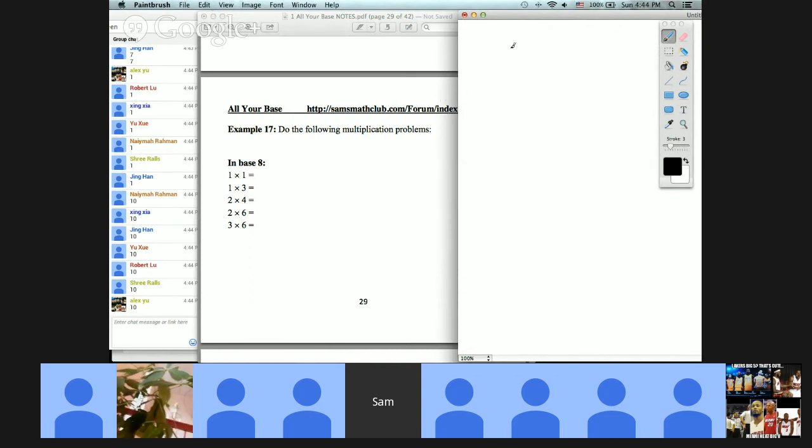Okay, nice guys. 2 times 4 is equal to 8. So in multiplication, first you just multiply it out and then you convert it. 2 times 4 is 8. 8 can't be done in base 8, so this turns into a 10, because there's no 8 in base 8. There's only 7 and below. Okay, try 2 times 6 in base 8.